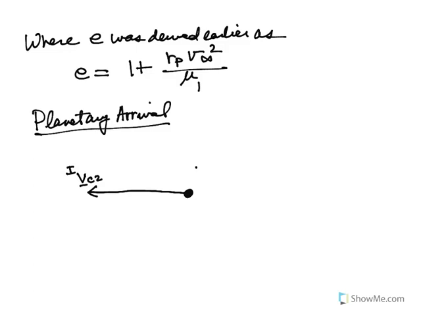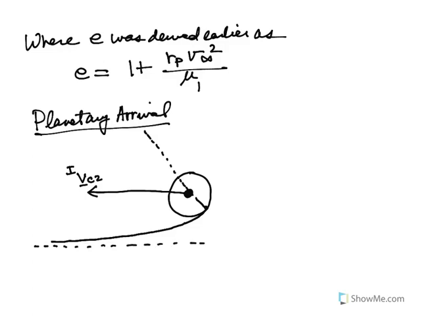Given that velocity, we now have an orbit. This is the final orbit that we're trying to get the spacecraft into. So what happens is that the spacecraft comes in on a hyperbola, and then it meets up with this orbit at the periapsis of this hyperbola. So here is the midline, if you want to call it that, of this hyperbola, and here is the asymptote of the hyperbola.